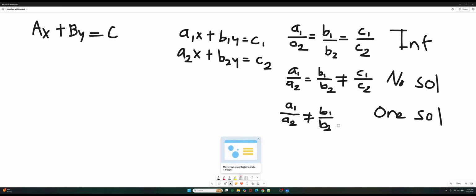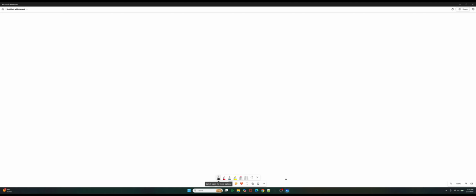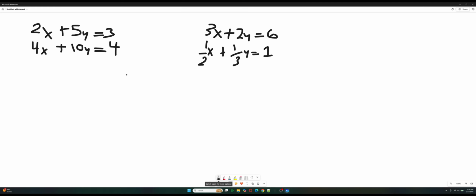So now, first let me erase this real quick. I'll be showing you guys some practice problems that you could apply this concept to. So we have two practice questions here, and let's start with this one. It's relatively simple. So if we apply the concept, we would divide 2 by 4. So 2 divided by 4, and then let's equate that to 5 over 10, and then let's equate that to 3 over 4.